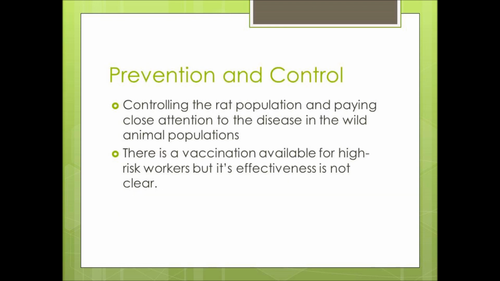To prevent the spread of bubonic plague, the best way to do this is to control the rat population and by paying close attention to the disease in wild animal populations. It's said that when a plague epidemic is about to hit, there will be a mass death of rats in a city or population. There is also a vaccination for high-risk workers, but its effectiveness is not exactly clear.